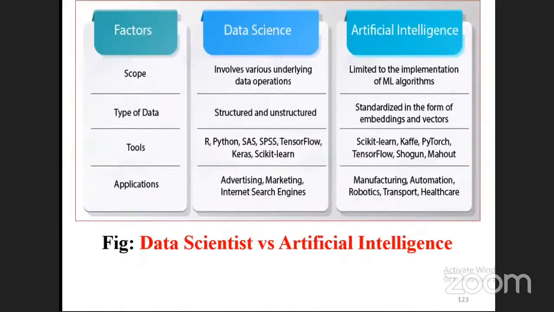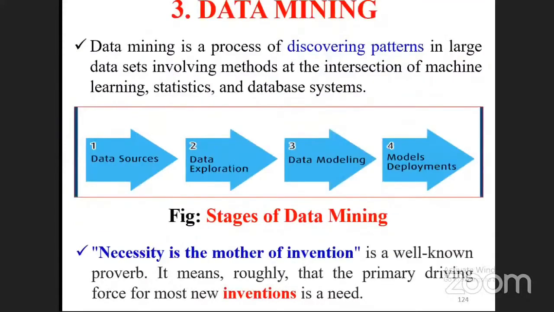So these are the factors, the differences between data science and artificial intelligence: scope, types of data, tools, applications. Especially applications: in data science we are using advertisement, marketing, internet search engines, etc., and in AI, manufacturing, automation, robotics, transport, healthcare, etc. Scope: data science involves various underlying data operations, while AI is limited to the implementation of machine learning algorithms. Types of data: structured and unstructured data can be handled in data science; in AI, data is standardized in the form of embeddings and vectors. Tools: in data science, R, Python, SAS, SPSS, TensorFlow, Keras, Scikit-learn, etc. In artificial intelligence, we are using Scikit-learn, Caffe, PyTorch, TensorFlow, Shogun, Mahout, etc. Next, the third subject is data mining.